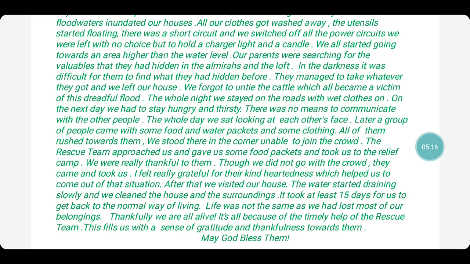Later, a group of people came with some food and water packets and some clothing. All of them rushed towards them. We stood there in the corner, unable to join the crowd.